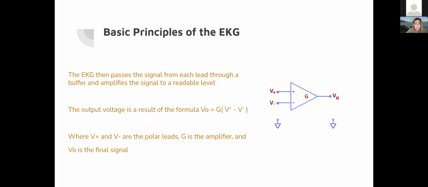So, the basic principles of the EKG. The EKG passes the signal from each lead through a buffer and amplifies the signal to a readable level. The output voltage is a result of the formula V naught equals G times (V positive minus V negative), where V positive and V negative are the polar leads, G is the amplifier, and V naught is the final signal.